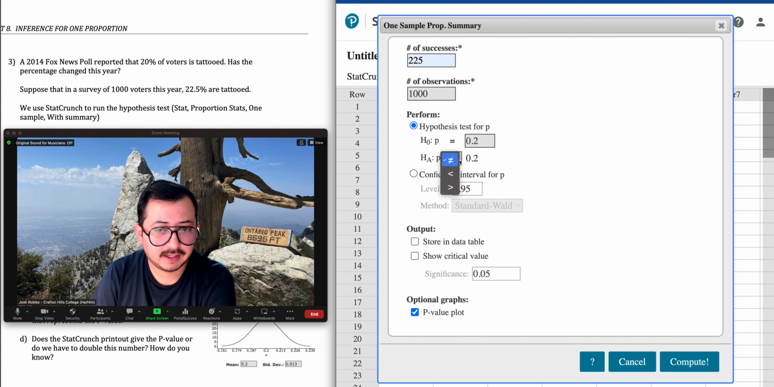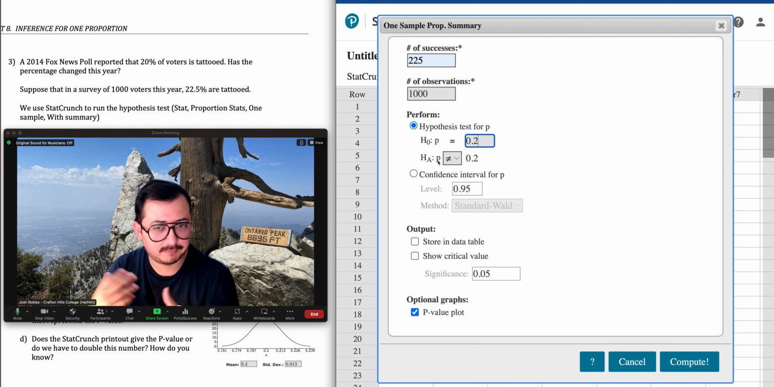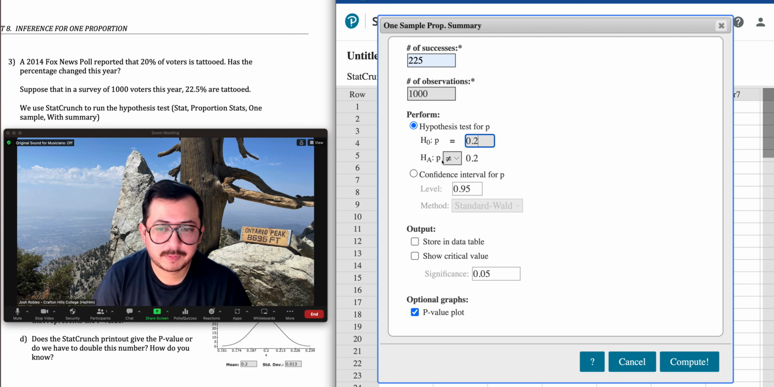And then we need to decide the hypotheses. So 0.2, notice it copy-pasted it down here for us. It filled in, like if it was something else, it would have filled in. We have our null and alternative hypotheses. StatCrunch is set up very well to how we learn statistics.